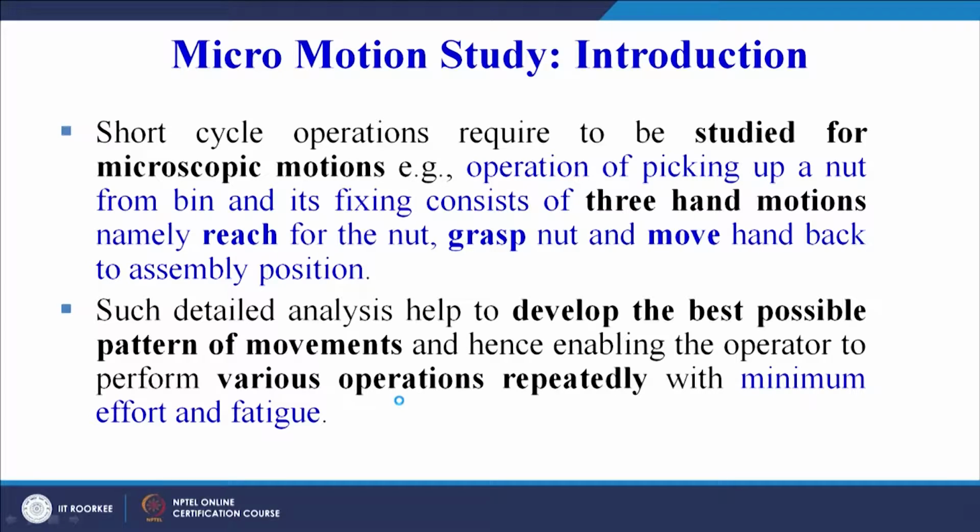Short cycle operations require to be studied for micro motions. We are not going to focus on very long cycles. A very long cycle means, suppose a person is doing a task which does not require very frequent movement of the hands. For example, he is just switching the conveyor belt on and off. Maybe it is just one motion throughout the day, and it is not repetitive. After half an hour he has to press the button once and observe how the conveyor belt is moving the material. If there is some defective part, he has to pick it up, and a defective part may come maybe after 2 hours of operation.